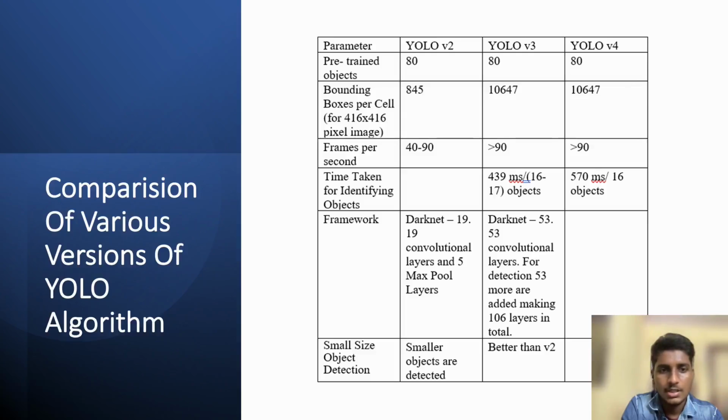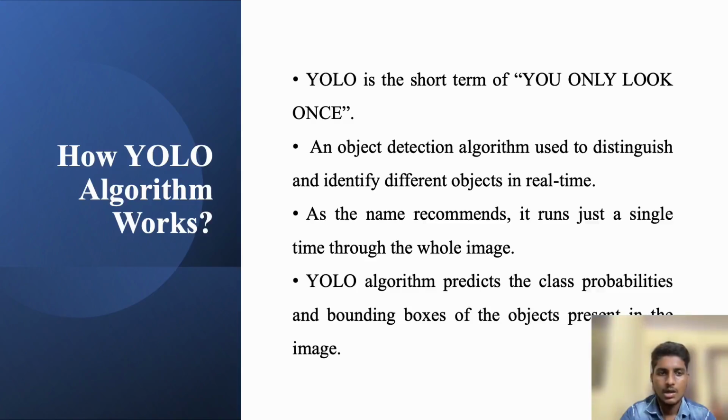The time taken for object detection in Yolo v3 is 439 milliseconds and can identify 16 to 17 objects at a time. Time taken for identifying objects in Yolo v4 is 715 milliseconds and it's only limited to 16 objects. The Yolo v2 comes under Darknet 19 framework as it is having 19 convolutional layers. Yolo v3 comes under Darknet 53 as it is having 53 convolutional layers for detecting, 53 more added, making 106 layers in total. The smaller size object detection is best in Yolo v2, but the Yolo v3 is far better than v2.